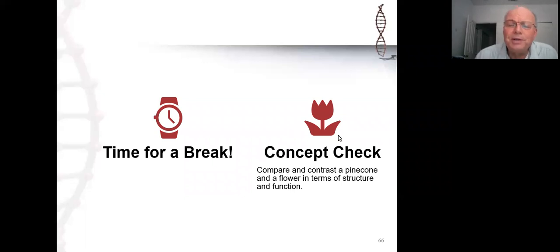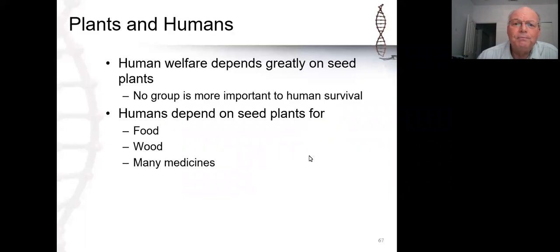Okay, let's move on and take a look at how humans interact with flowers. So one of the things that we need to remember is that the vast majority of our food, in fact, almost all of our food that is plant-derived comes from seed plants, and particularly comes from flowering plants.